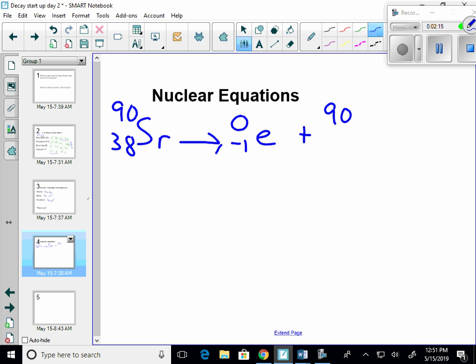Now just be careful with the next math because sometimes people will go the wrong direction. 38 equals -1 plus something. 39, yeah. So we figure out the mass number, we figure out the atomic number. Then you look at your periodic table and you figure out the symbol for that number.